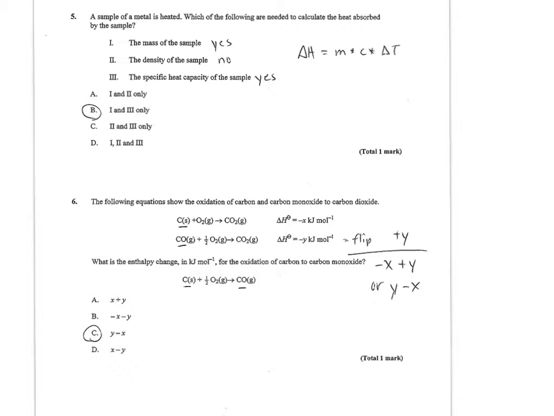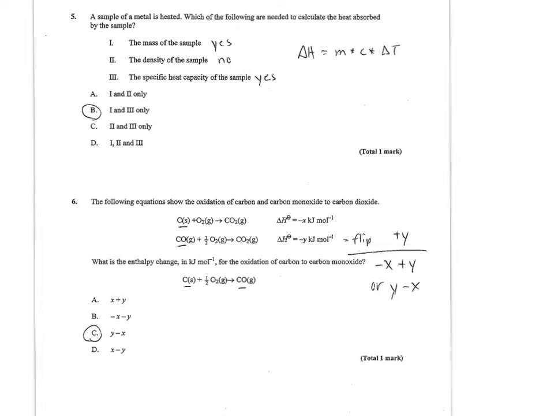Number 5, a sample of a metal is heated. Which of the following are needed to calculate the heat absorbed? The mass of the sample. Yes, that's part of mcΔT. The density of the sample, no. You can use the density to derive the mass, but you don't need the density.